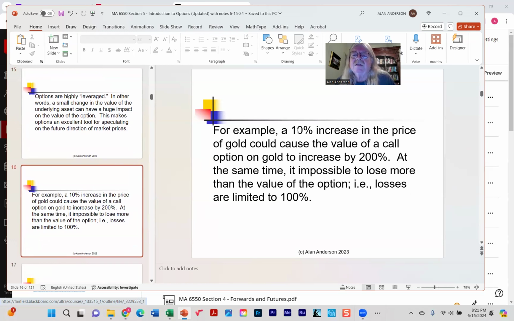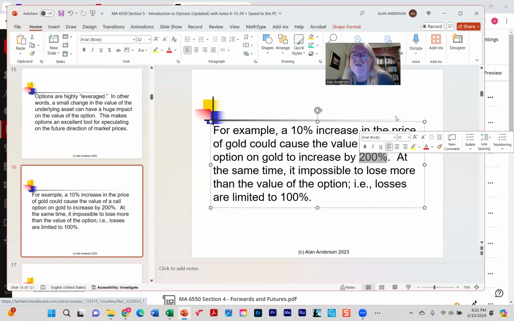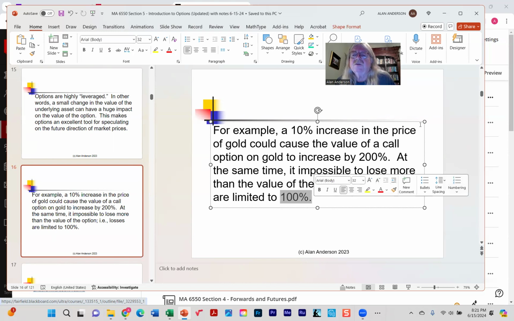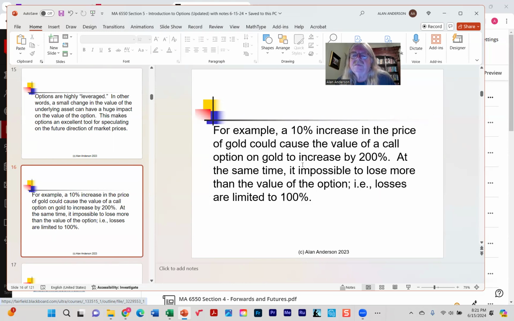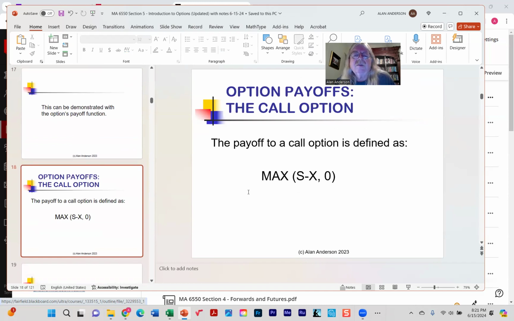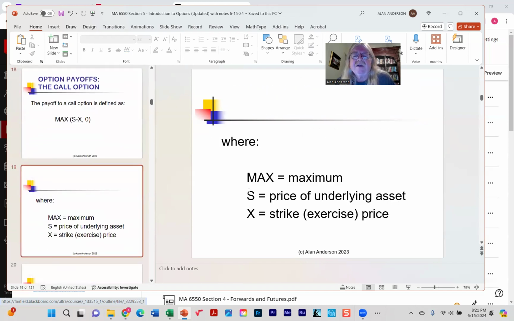Depending on the circumstances, a 10% increase in the price of gold could potentially cause the value of my call option to go up by 200% or more. There's no limit here. It could go up even more than that. But worst case scenario, I cannot lose more than I started out with. Now, we're going to start by introducing this concept of the payoff.